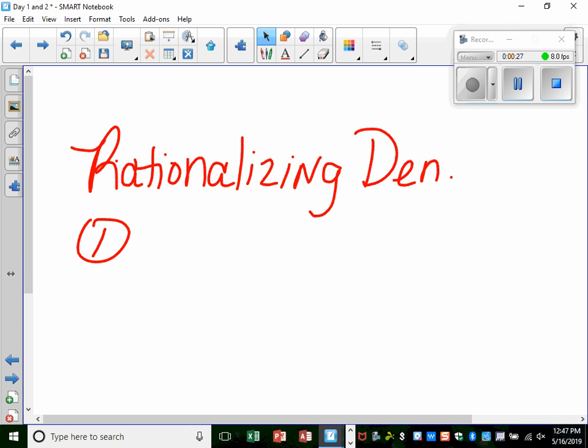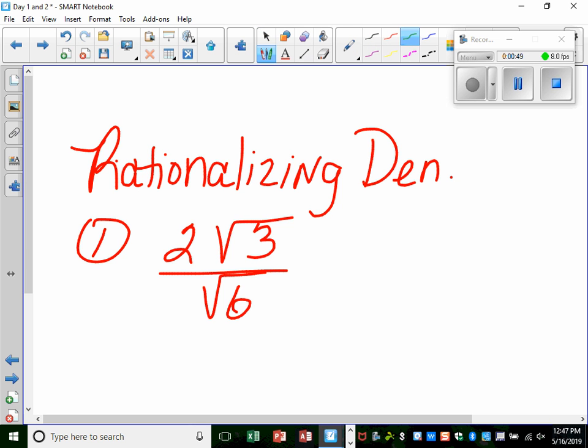Okay. So rationalizing the denominator simply means that you cannot leave a radical in the denominator when you're done solving your problem. So let's say we had something like 2 rad 3 over rad 6. So you have this radical in the denominator. You have to get rid of it. You get rid of it by multiplying by the radical that's in the denominator.